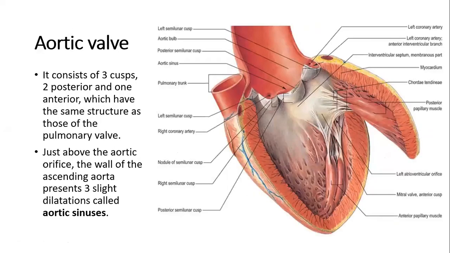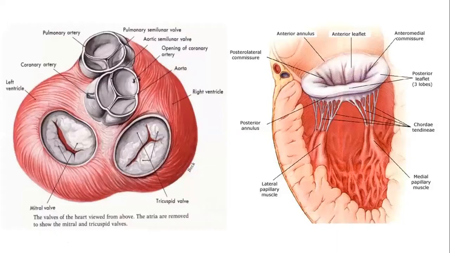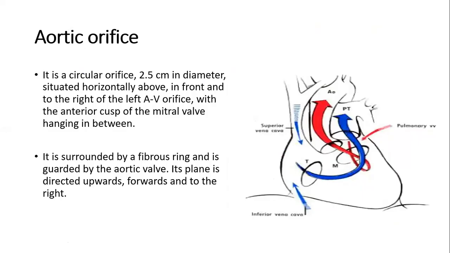Now coming to the aortic valve as well as the orifice. So here is the aortic orifice. Finally the blood has been pumped from the left atrium into the left ventricle, and now from there it is going into the aorta. Before it goes into the aorta, at the opening there, very important, this is called the aortic orifice.